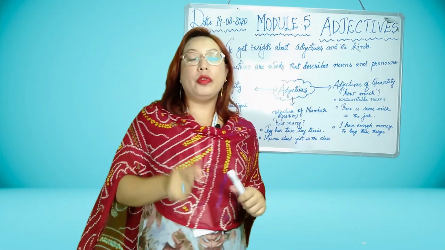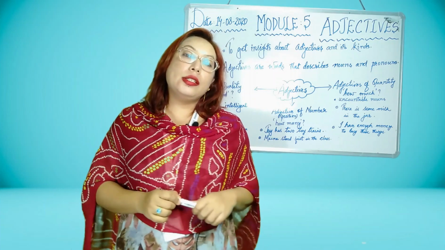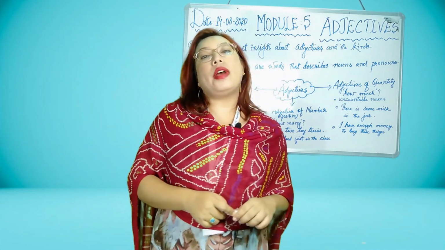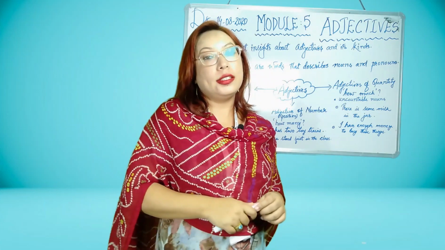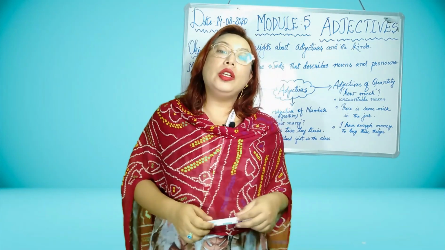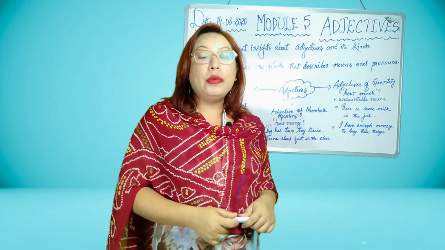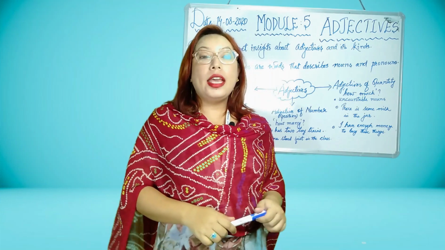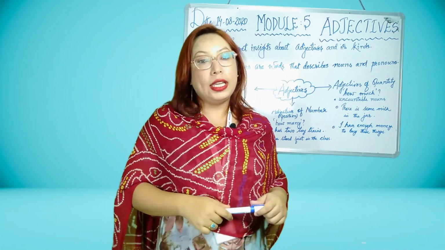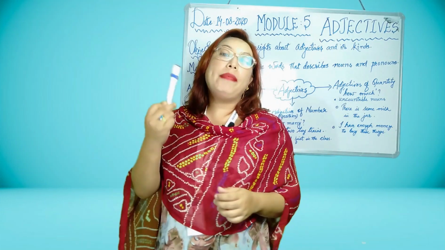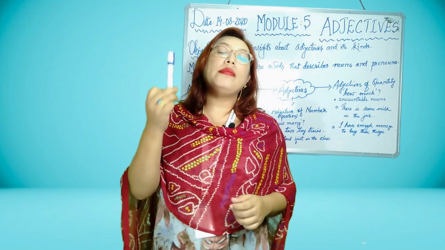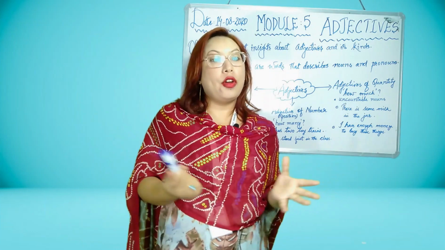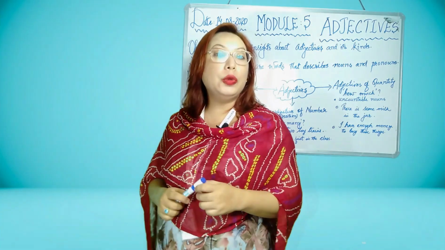Before moving ahead, students, I'll just say a few sentences. Try to identify the adjective in these sentences. I have a new pen. Which is the adjective in this sentence? Yes, it is new, right? It describes what kind of pen I have. It describes the pen. It states that the pen is new. What kind of pen do I have? I have a new pen, right?